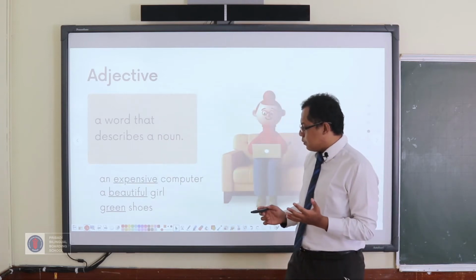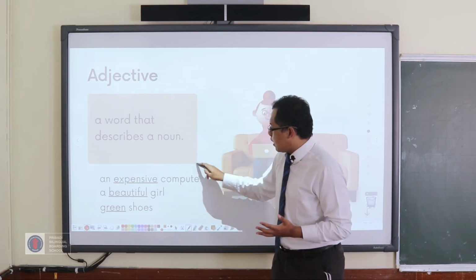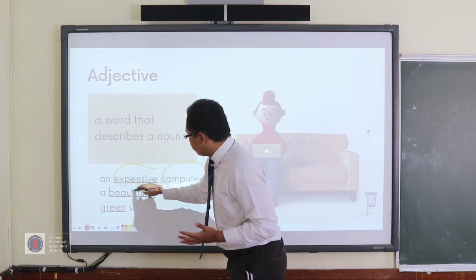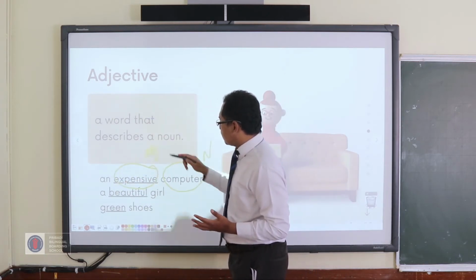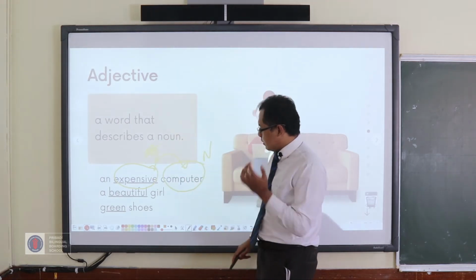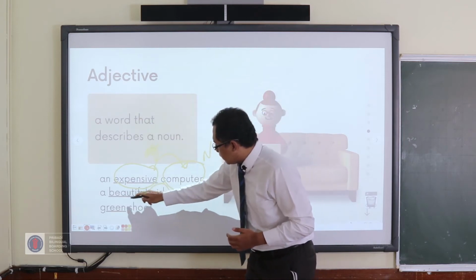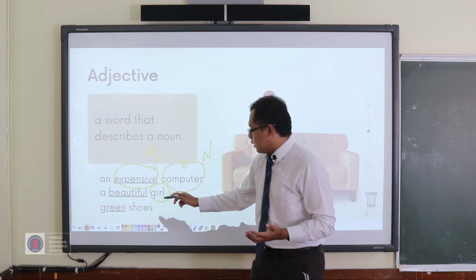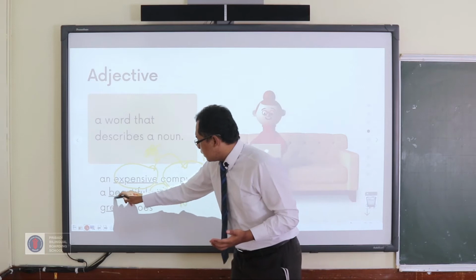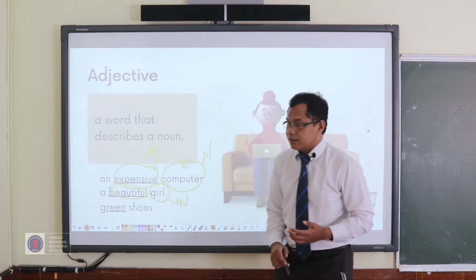Can you tell me which one is the noun? Yes, you're right. The word computer, it's the noun. Expensive is an adjective. So this word describes this one. It's also the same as the second phrase, a beautiful girl. So the girl is the noun and beautiful is an adjective because it describes the girl.